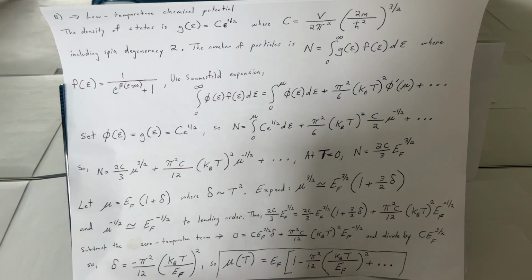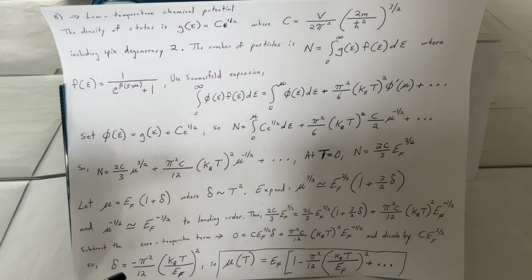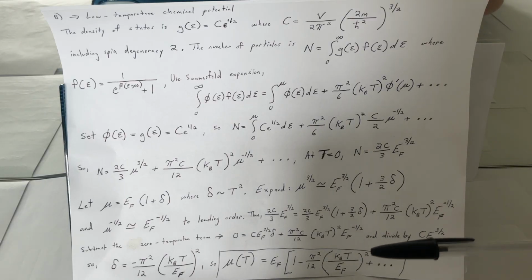And what we're going to do here is divide by this term c E_F^(3/2). So we wind up with delta equal to negative pi squared over 12 times the quantity k_B T over E_F, squared. So mu of T is going to equal E_F times the bracket 1 minus pi squared over 12 times (k_B T over E_F) squared, plus so on and so on. Okay, so that is for part B.